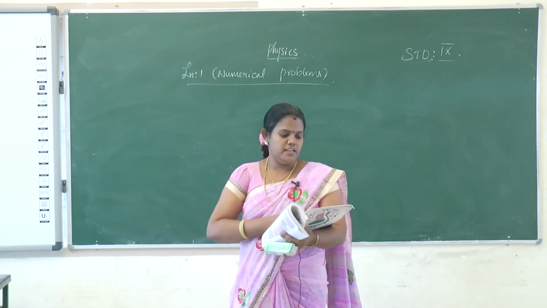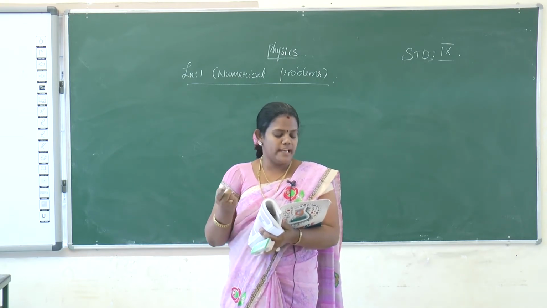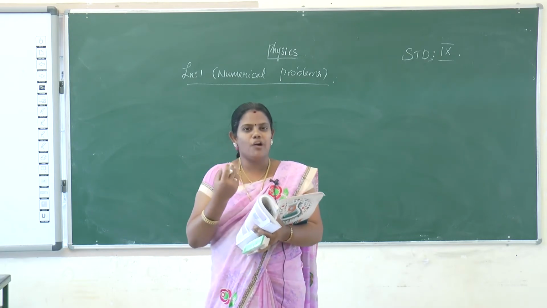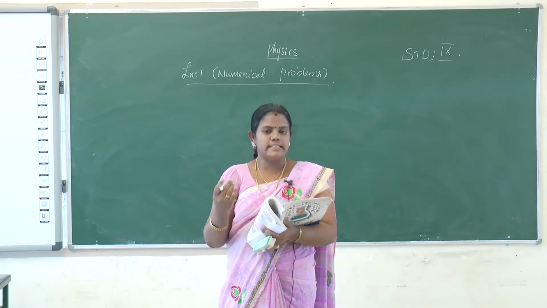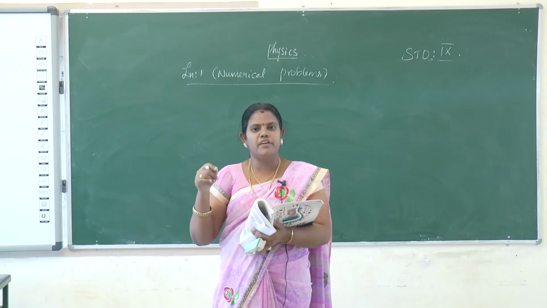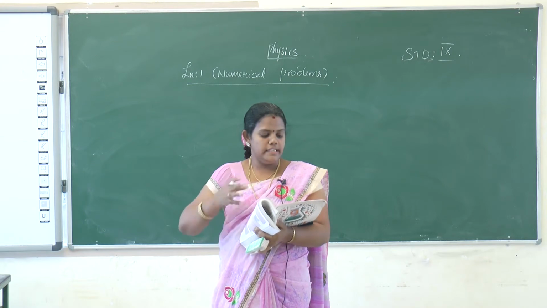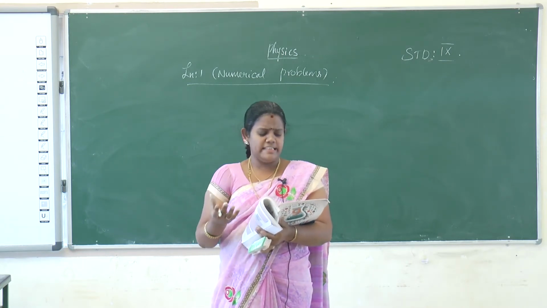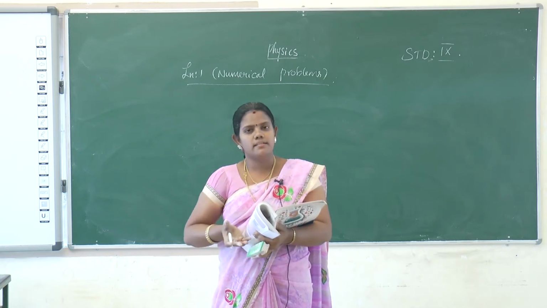On page number 20, the first problem is: Inian and Elilan argue about the light year. An argument is made to explain the light year value. Inian says it is 9.46 into 10 power 15 meter, and Elilan says it is 9.46 into 10 power 12 meter. So which one is correct?